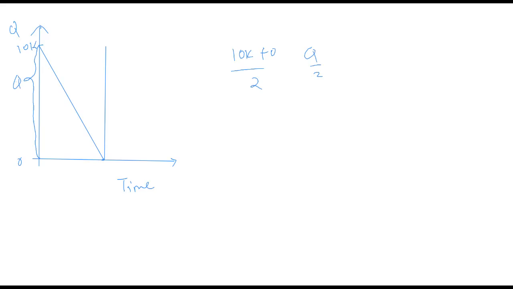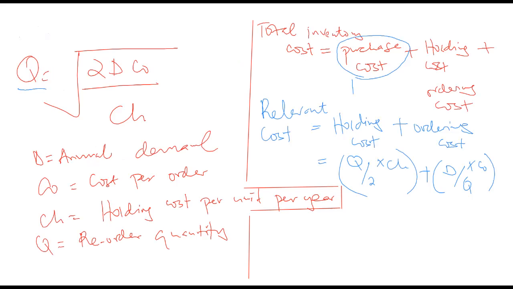Going back to the previous slide, this is what you have here: average inventory, which is Q divided by 2. We multiply it by the cost we incur per unit per year to have that inventory in the warehouse. At any point in time, how much inventory are you holding? That's Q divided by 2, times what it costs per unit per year.